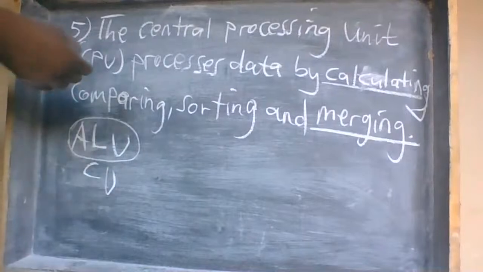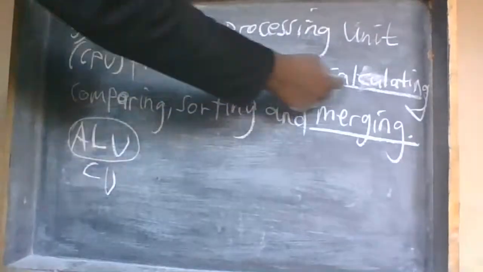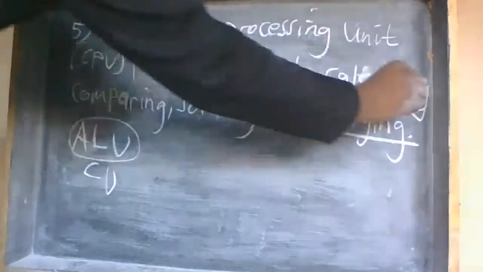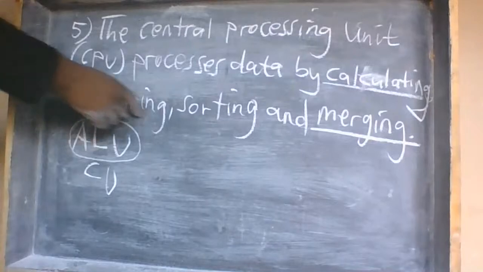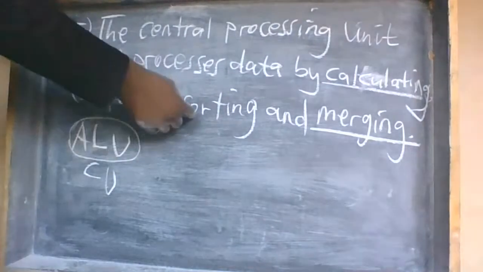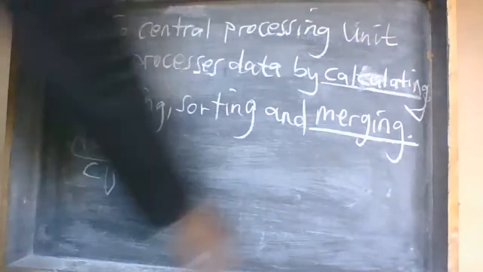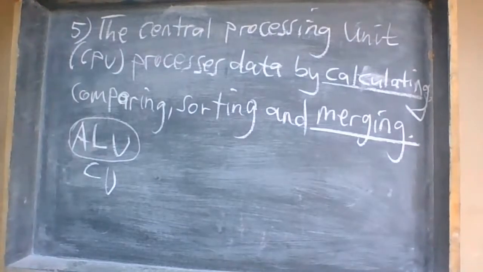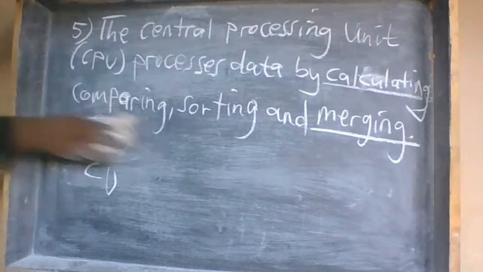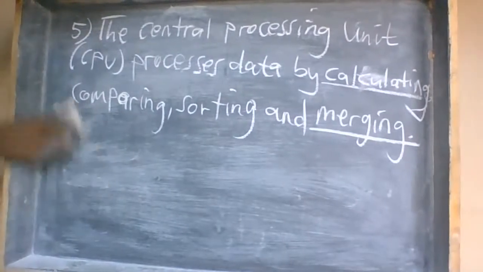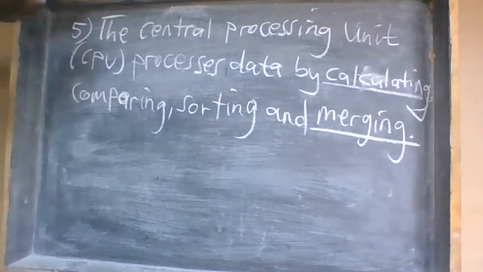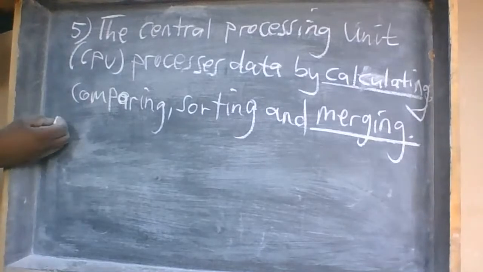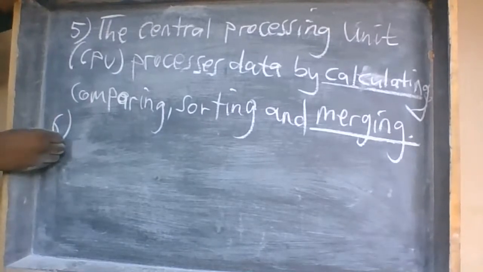So it processes data by calculating, comparing, sorting, and also merging. That is how the central processing unit of a computer system works. As simple as it is.